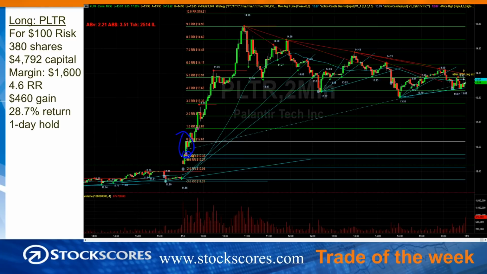In this case, the position size for every $100 of risk was 380 shares. That's just under $4,800 of capital. When you day trade, if you like to use leverage, you can leverage 3 to 1. That means $1,600 of capital for a 4.6 RR gain. That's a $460 gain, a 28.7% return on this one-day hold. And I alerted everyone in Active Live about this stock in the opening half hour when it triggered its signal.